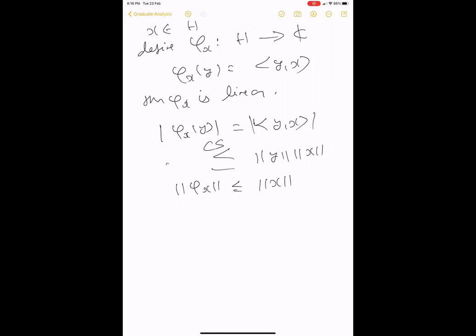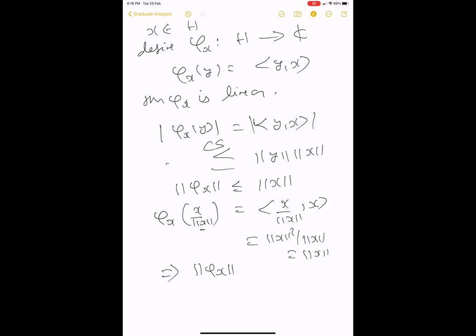On the other hand, take phi_x of x over norm x. That is equal to ⟨x/‖x‖, x⟩, which is just norm x squared over norm x, equal to norm x. Here x over norm x has norm 1, as we have already noticed. So the norm is attained there. This is how we will always prove a norm is equal to something. We will prove the inequality that the norm of phi_x is less than or equal to whatever norm we want. Then we will prove that the norm is attained for some vector. So this implies the norm of phi_x equals norm x.